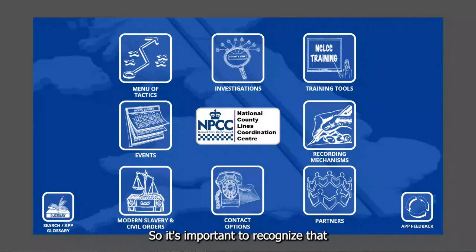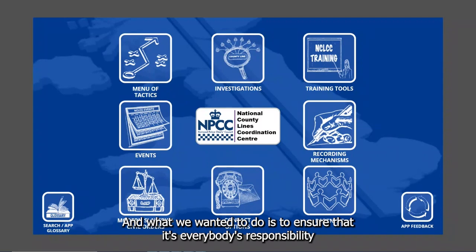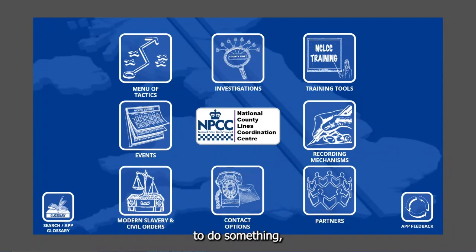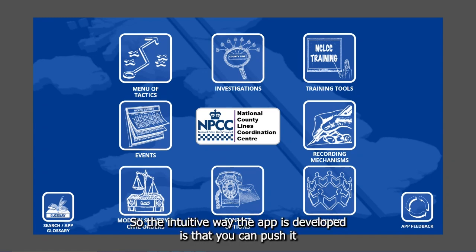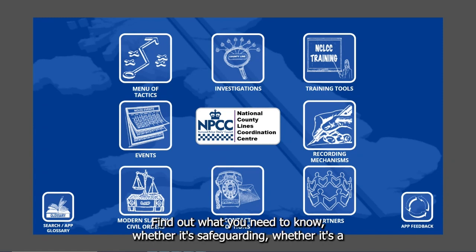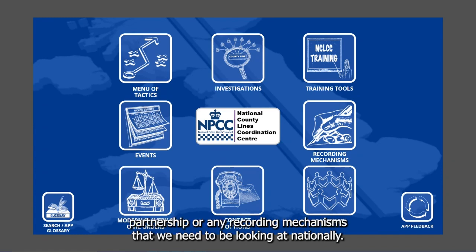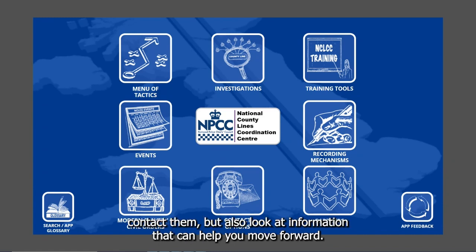Thank you. So it's important to recognise that there's lots of information around county lines. And what we wanted to do is to ensure that it's everybody's responsibility to do something, but it's not everybody's responsibility to know everything at one time. So the intuitive way the app was developed is that you can push into various different thematic areas of the app, find out what you need to know, whether it's safeguarding, whether it's our partnership or any recording mechanisms that we need, that we're looking at nationally, find a subject matter expert, contact them, but also look at information that can help you move forward.